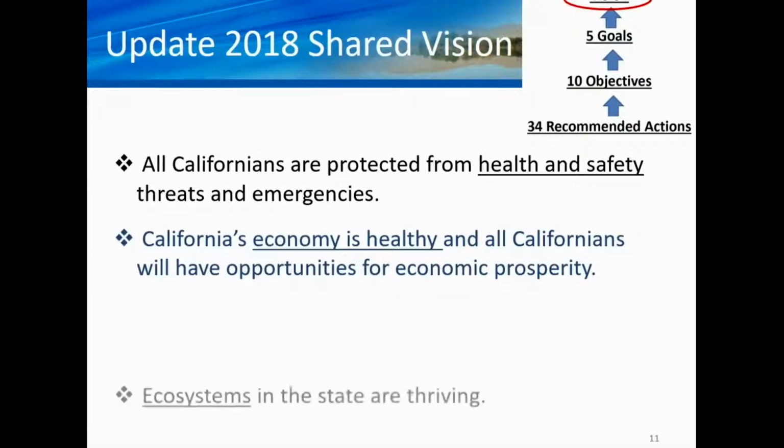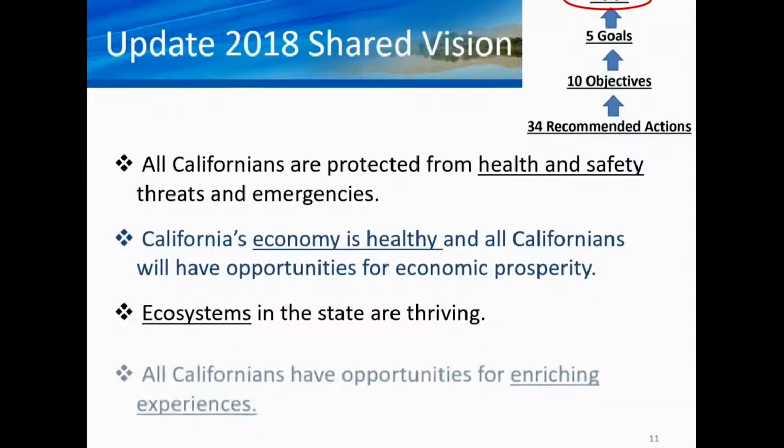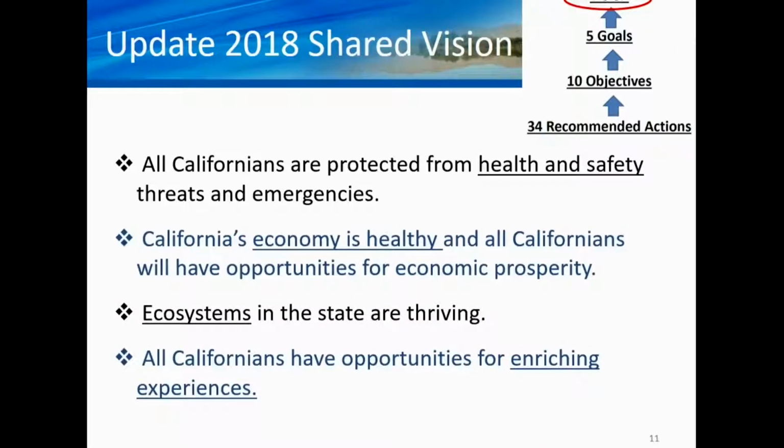And this is one of the root things that we have in the water plan, but we have 4 areas of what society values, and we've kind of defined them in these 3 ways. So we define sustainability as the things that Californians value, and so that Californians are protected from health and safety threats and emergencies. California's economy is healthy, ecosystems in the state are thriving, and we have opportunities for enriching experiences.